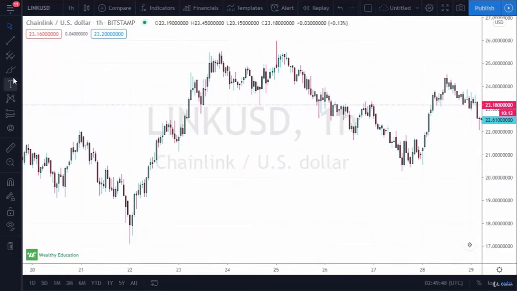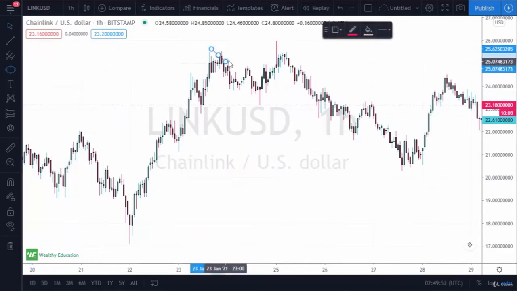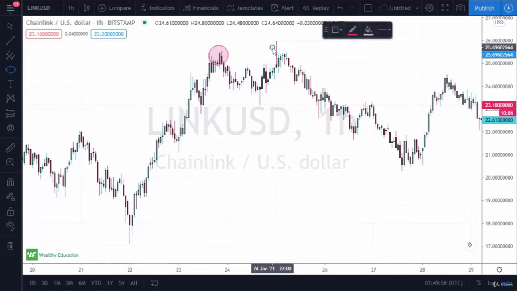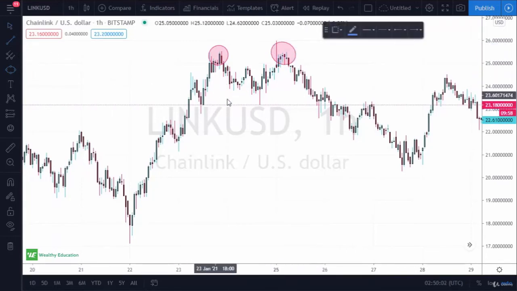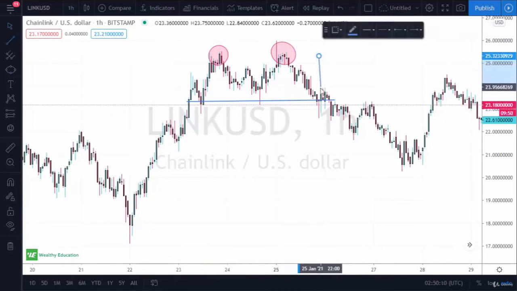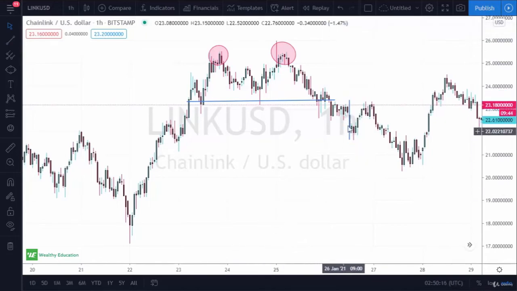This is a classic double top reversal signal here in Chainlink on the hour. And what I like about this one is that it's so clean, it's so obvious. You can take the measured move, and it went there almost immediately.